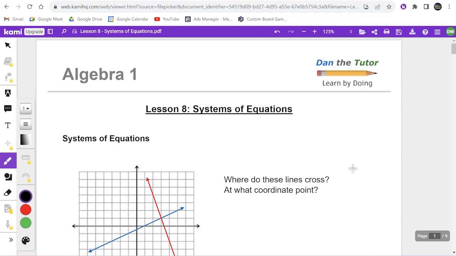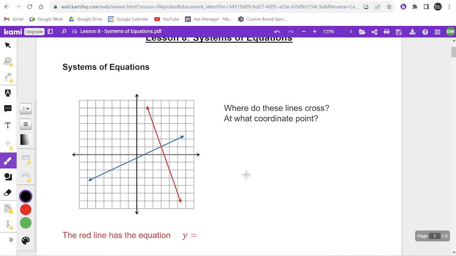It's systems of equations. This is typically something you're going to learn towards the end of the school year. It is one of the hardest things in Algebra 1, in my opinion. And with that, let's look into it with a problem or at least an introduction.